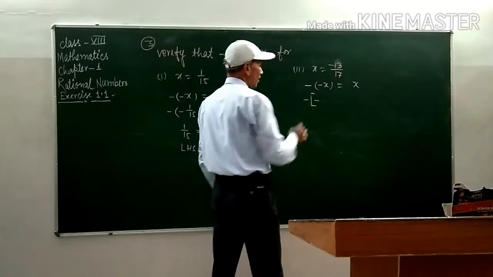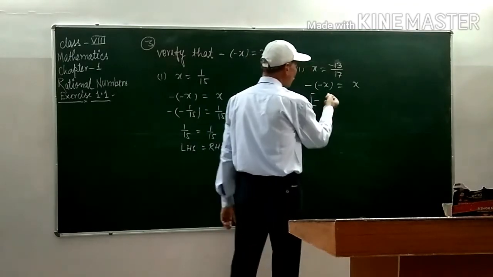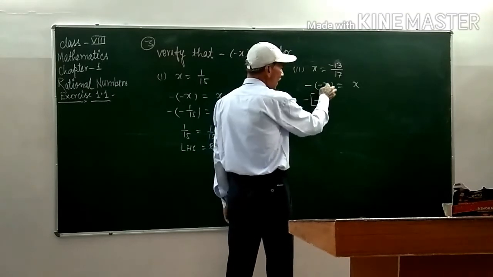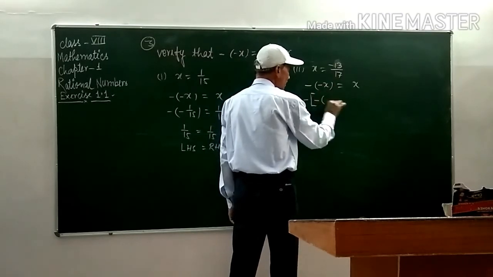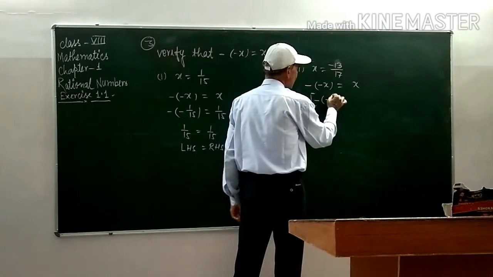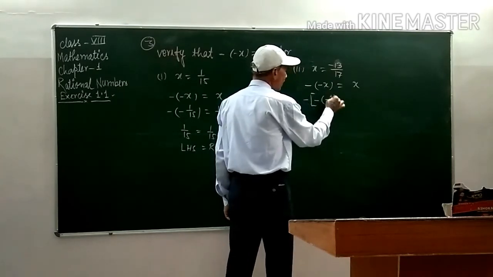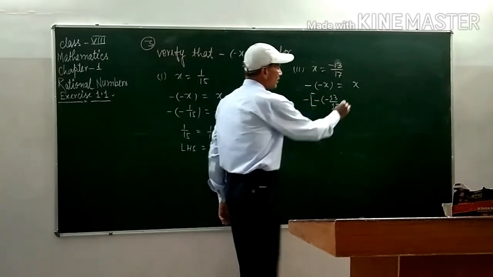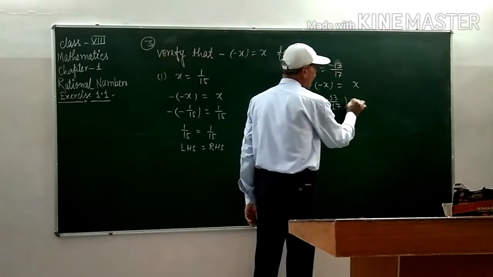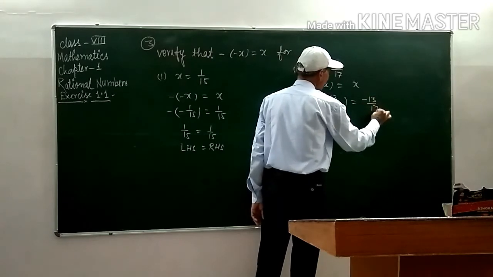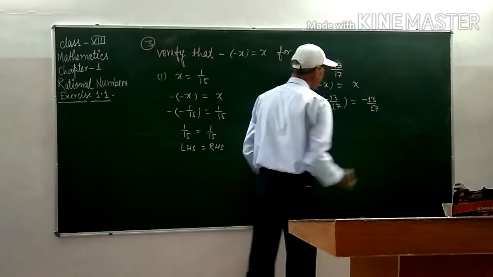Okay. After that this sign negative, after that the value of x. What is the value of x? That is minus 13 by 17 here. Clear student? The value of x is minus 13 by 17, and here minus 13 by 17. Clear student?